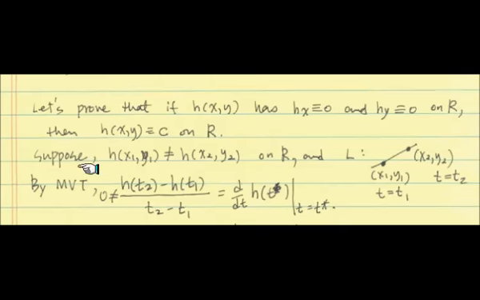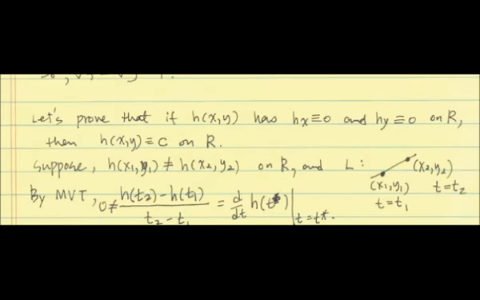So the proof usually goes like this. Suppose there are two points, (x1, y1) and (x2, y2), in this region, such that these function values are different. Then it's not going to be constant. If we suppose there are such two points, we can deduce a contradiction. So L is going to be the line that passes through these two points in this region R, which is part of the xy plane. Suppose we parameterize the entire line. t equals t1 corresponds to the first point, and t equals t2 corresponds to the second point.